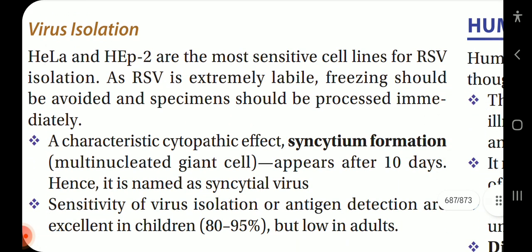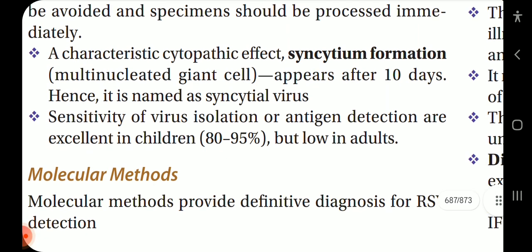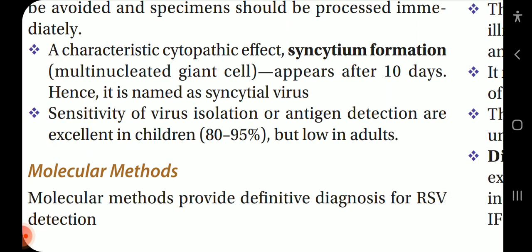Virus isolation: HeLa and HEp-2 are the most sensitive cell lines for RSV isolation. As RSV is extremely labile, freezing should be avoided and specimens should be processed immediately. A characteristic cytopathic effect, syncytium formation with multinucleated giant cells, appears after 10 days. Hence, it is named syncytial virus.